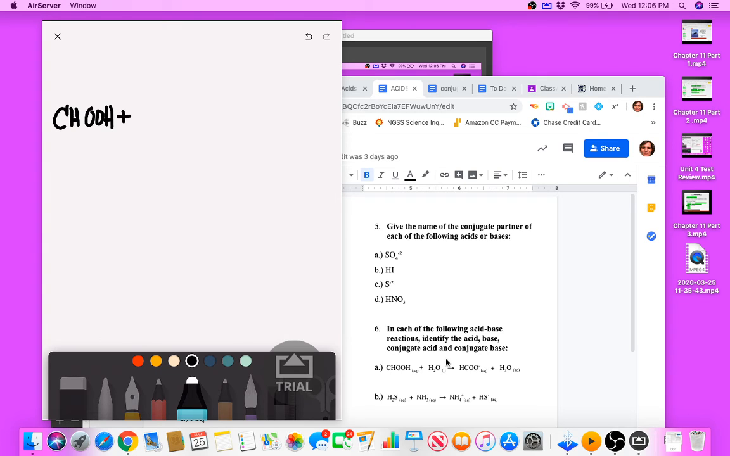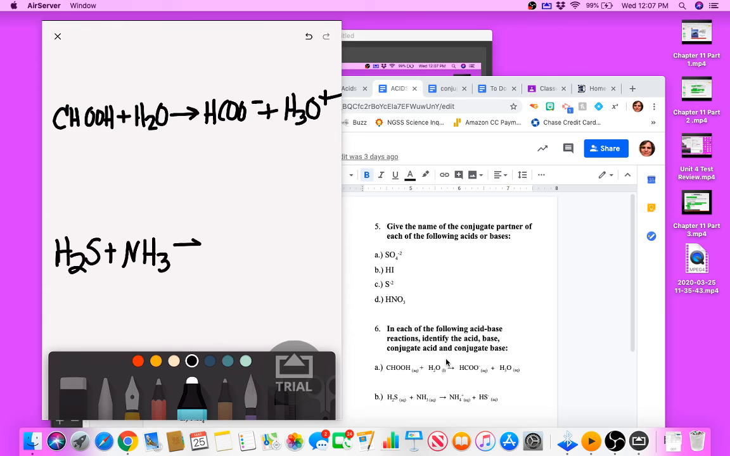CH3COOH plus H2O becomes HCOO minus plus H3O plus. Okay, and then the second one, H2S plus NH3 becomes NH4 plus, HS minus. All right.